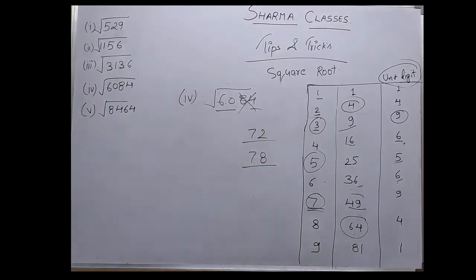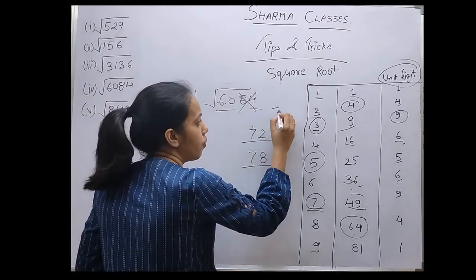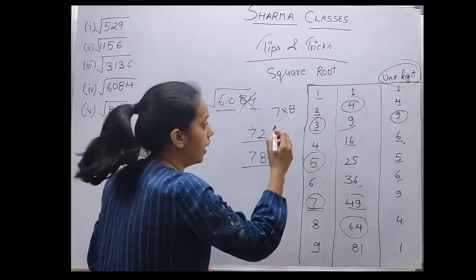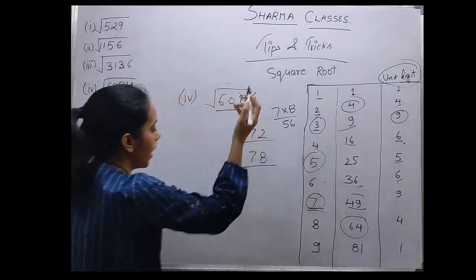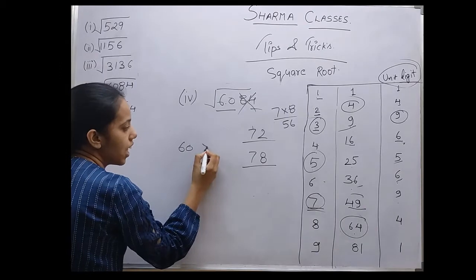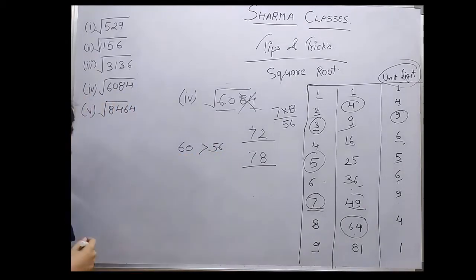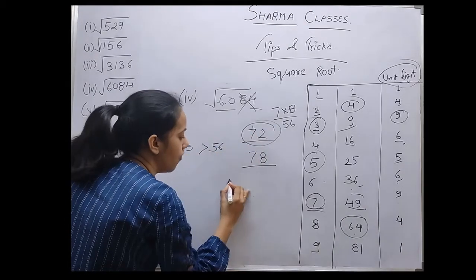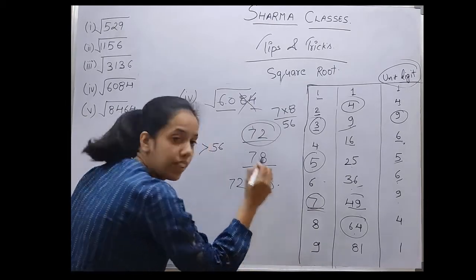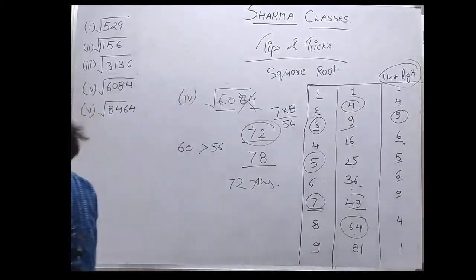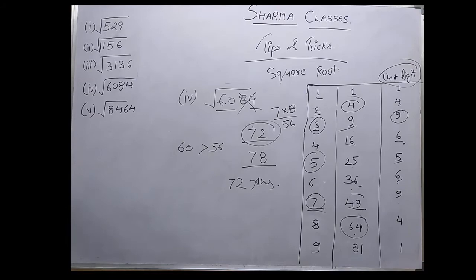Now same, what do we do? Multiply 7 by its successor, multiply by 8. 7 eights are 56. Now again compare 60 to 56. 60 is greater than 56. That means the answer is 72. Correct, friends? Okay, one more example.